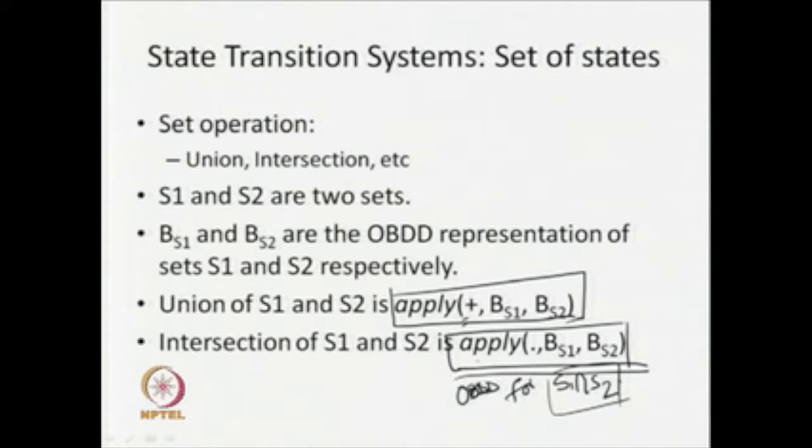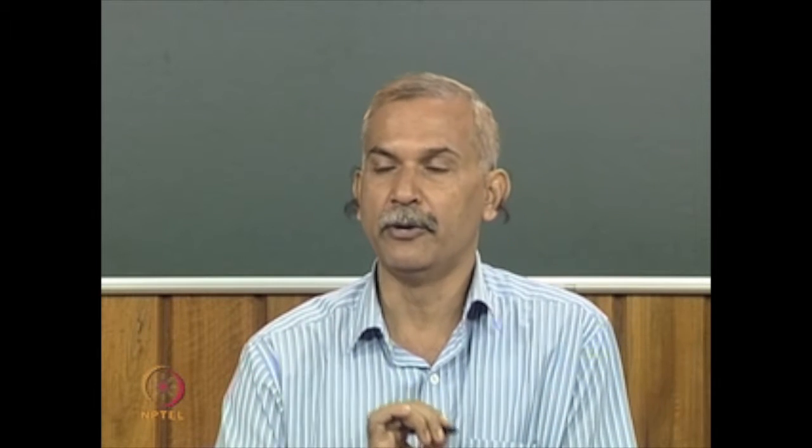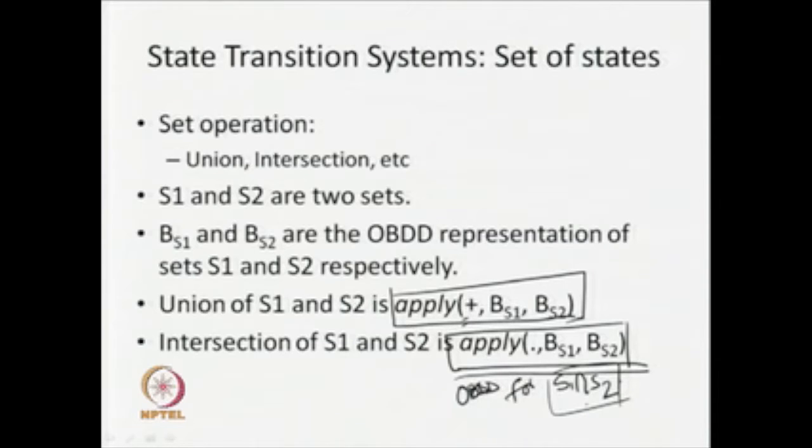both the BDDs must have compatible variable ordering. That means they should have the same variable ordering, and the variable ordering of our resultant BDD is also the same as that of those input BDDs. But whatever OBDD we get may not be a reduced one. So, after that what happens? I can use the reduce algorithm to get the ROBDD for this particular intersection operation.